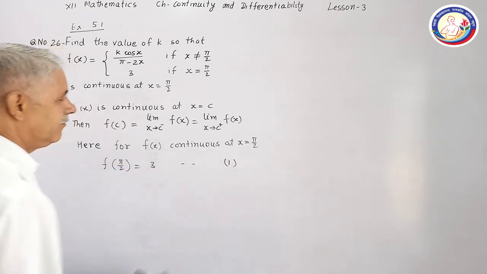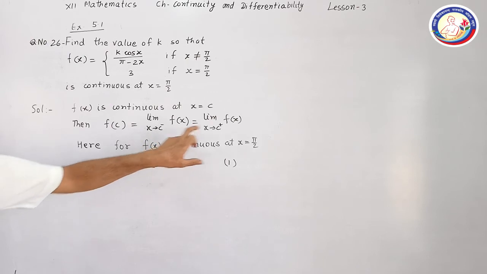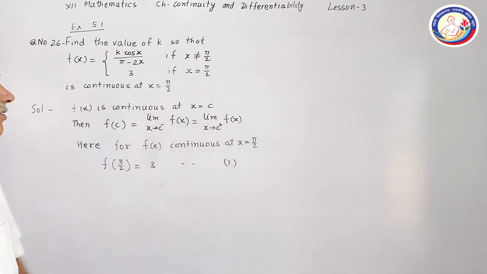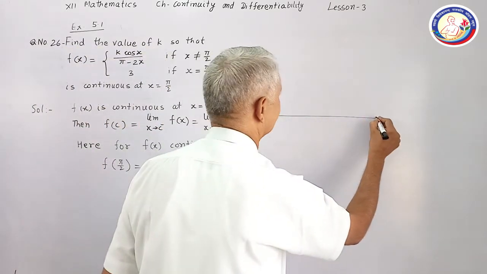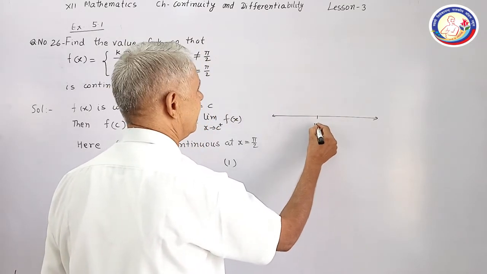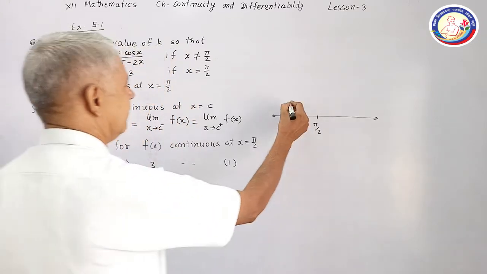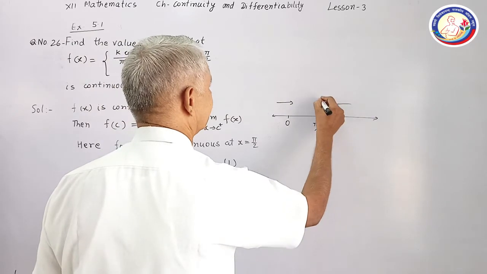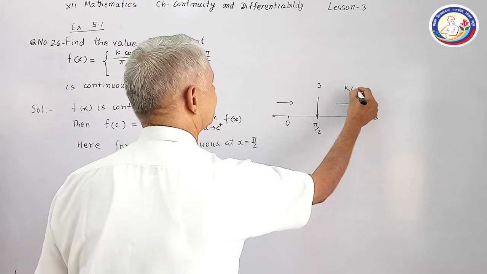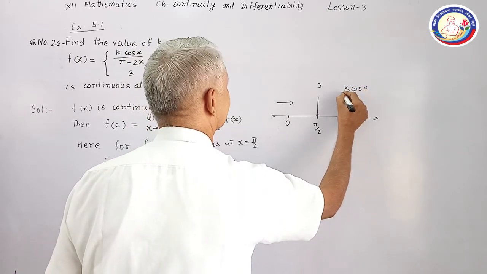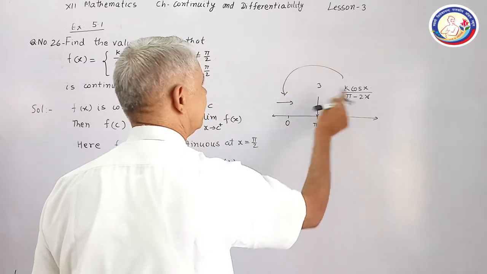Call it 1. Now find any limit, left hand limit or right hand limit, any one out of these two limits. I am finding this because here say it is pi by 2 and this is 0. For this side and for this side, the value of the function here is k cos x by pi minus 2x, and again this side it is the same.